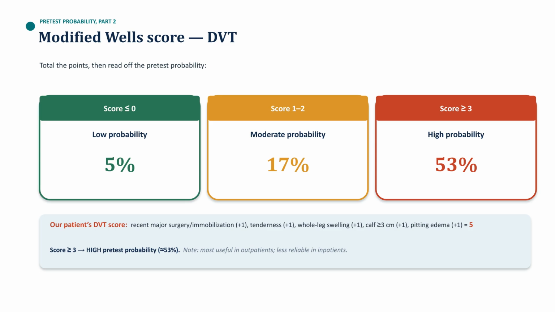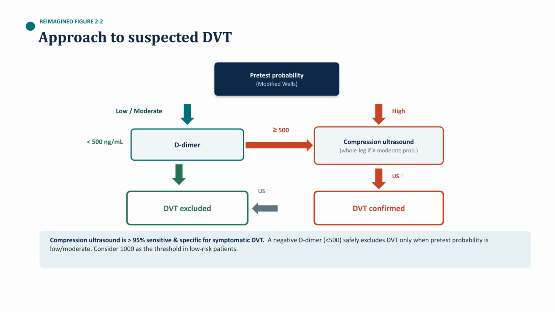A score of 0 or less is low probability, about 5%. A score of 1 or 2 is moderate, about 17%. And a score of 3 or more is high, roughly 53%. Let's score our patient. She receives 1 point each for recent surgery, tenderness, swelling, calf measurement, and pitting edema.